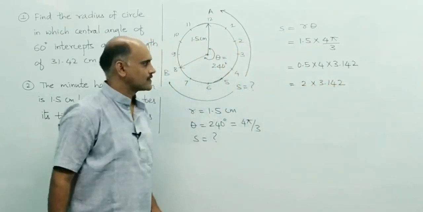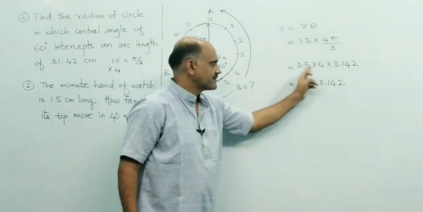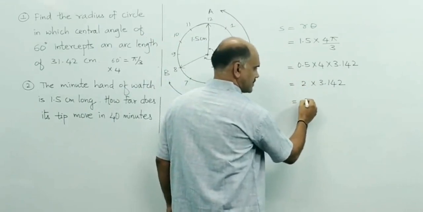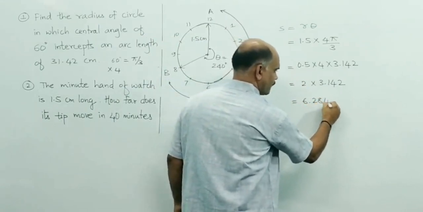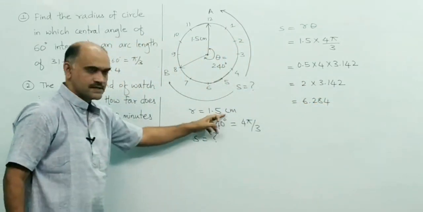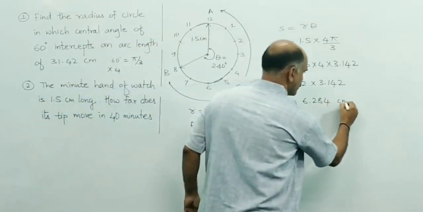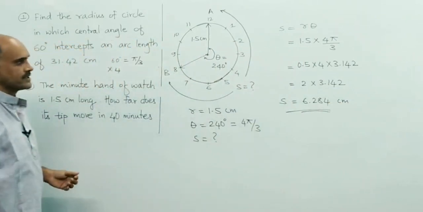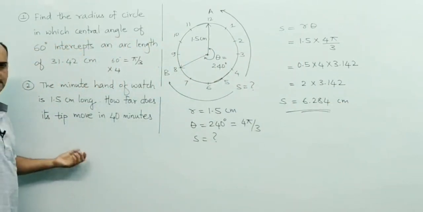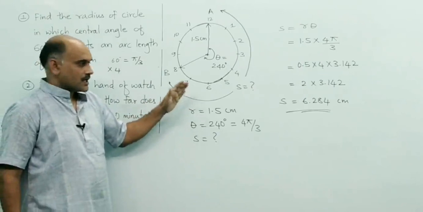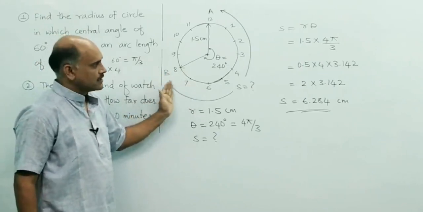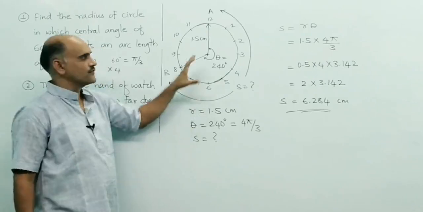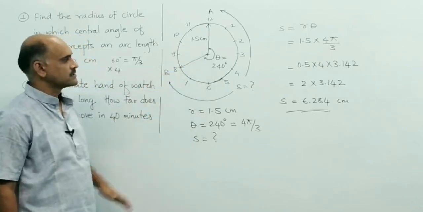Or you can use a calculator, students. Now multiply, you will have the answer: 6.284. Units is how much? Centimeter. So it has traversed a distance of 6.284 centimeters. Clear, students? Again you can pause, write down the solution, else you can once again go through the video of this one. Okay, thank you students.